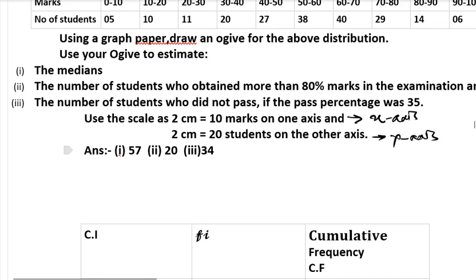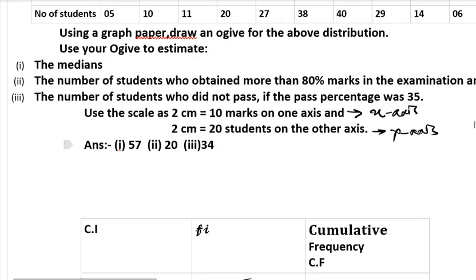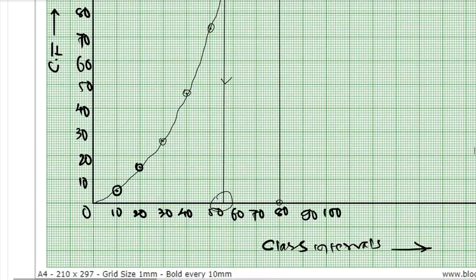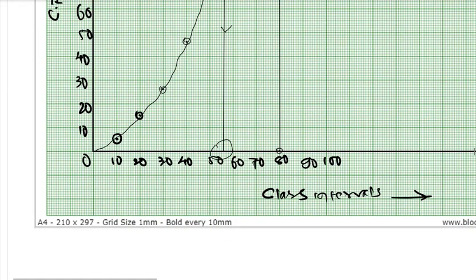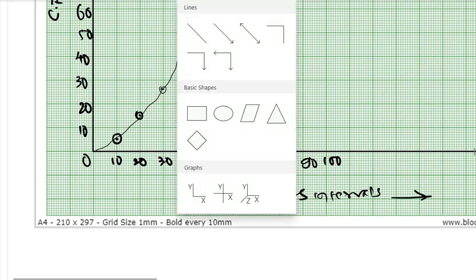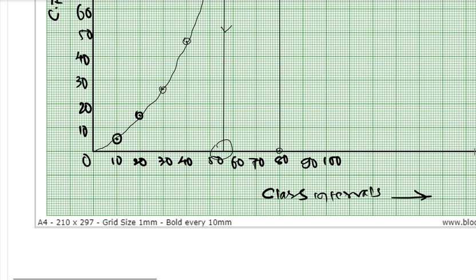Right? Third is find the number of students who did not pass if the pass percentage was 35. Now again the 35 marks will be on x-axis, right? So 35 is somewhere between 30 and 40, right? From there we have to draw a line which will directly meet the ogive, and from the ogive it will go towards the left and meet the cumulative frequency axis. Let's see where does it meet the ogive. So this is your 35 mark.